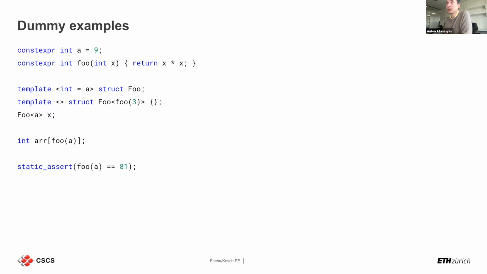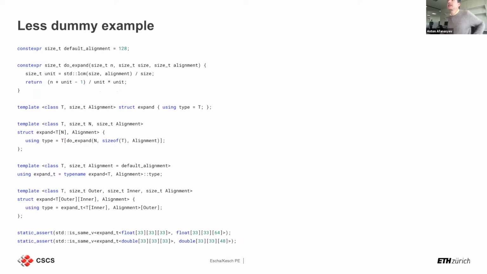Now the dumb examples of the cases where constexpr is useful. Okay, so this is our constexpr variable, constexpr function. So the first case, inside angle brackets, we can use that and that and that. We can also use it in array type specifiers and in static asserts. Let's go with a less dumb example.